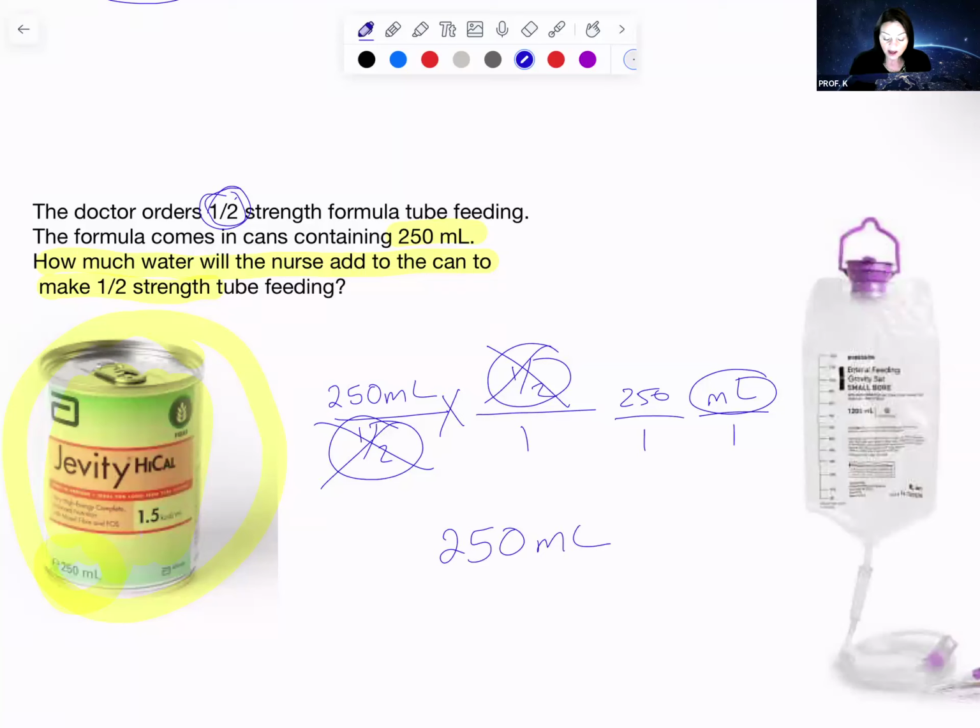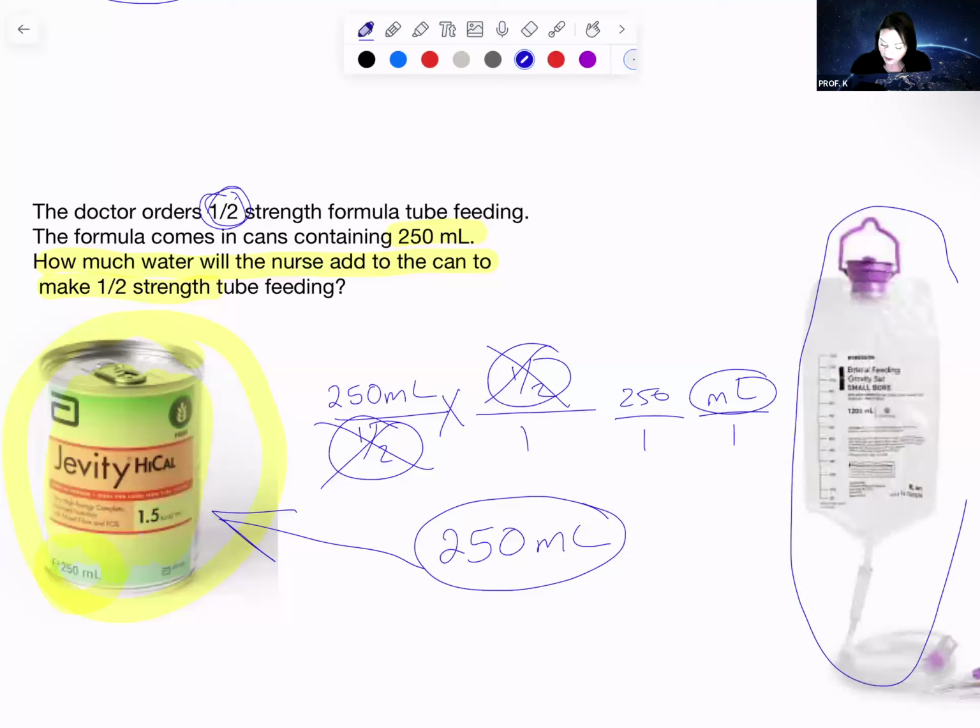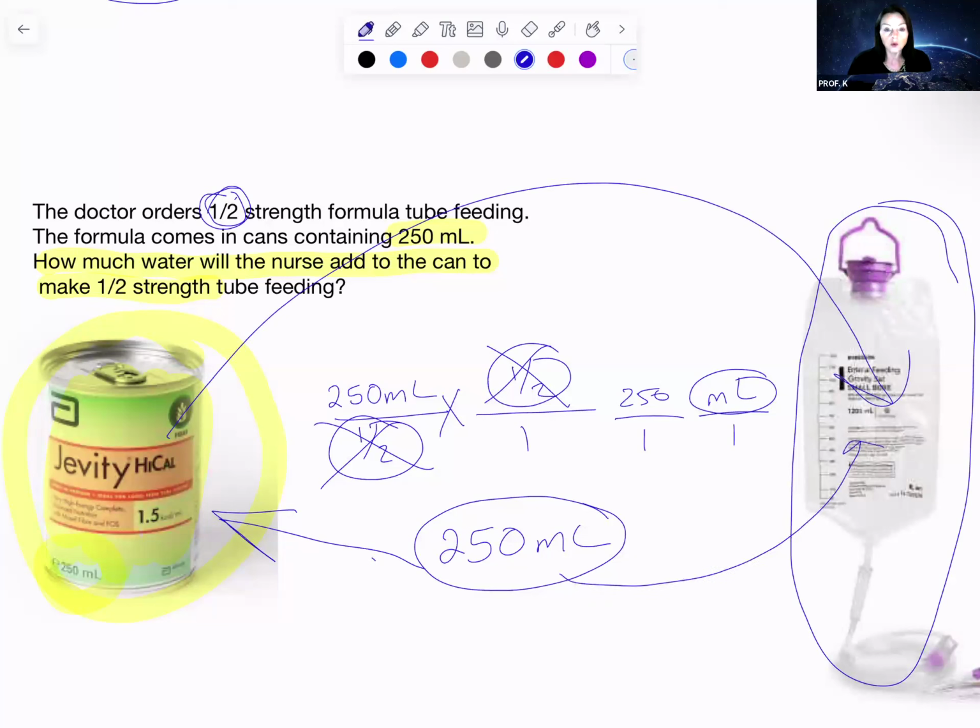So basically this is saying I'm going to add 250 milliliters into this 250 milliliter can to make it half strength. Well, how do you do that? How do you add that all into this little can? Well, in the hospital, they give you these bags. So I'm going to pour the 250 of formula in here, and I'm going to pour the 250 of water in here, and it's going to dilute it to half strength.